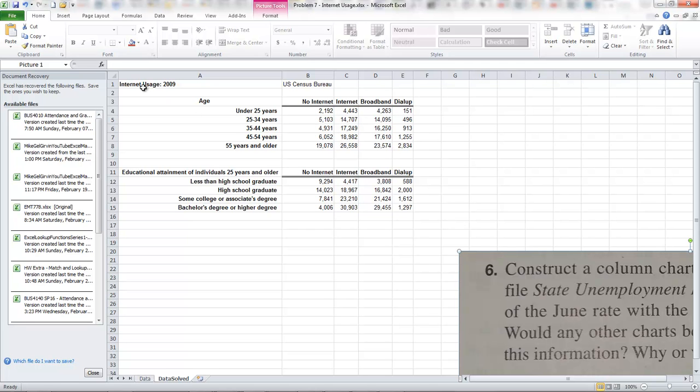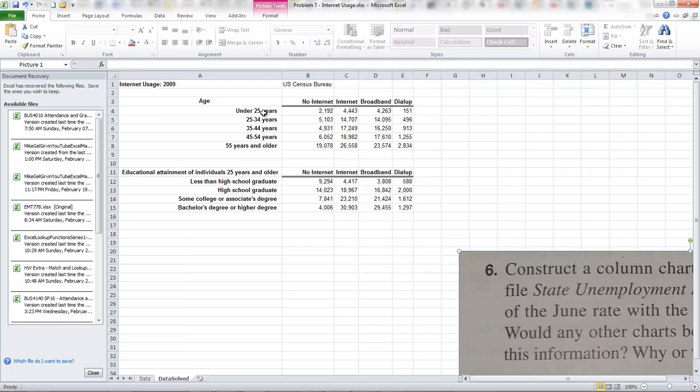So here's our data that's telling us internet usage of 2009, according to a U.S. Census Bureau somewhere, some demographic or geographic area that they're using here. So the age under 25, 25 to 34, 35 to 44, et cetera. We have one table by age, and we have another table by educational attainment of individuals 25 years and older. So we actually have one fewer row of information here than we did before. We don't have educational attainment of individuals under 25 years.